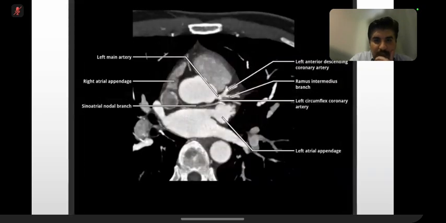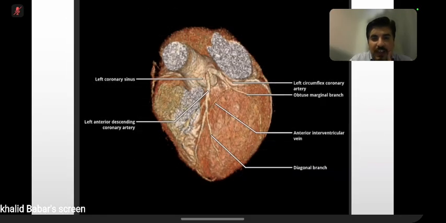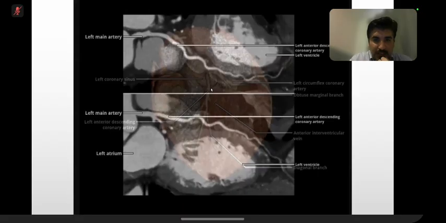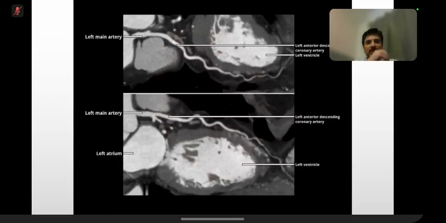So again, the same difference here, you can see the ramus intermedius as well. So these are for your anatomy exam. Here you can see another anatomical variant in which there is a separate origin, although it is extremely rare, of the left circumflex and the left anterior descending coronary artery. So there is no left main coronary artery.